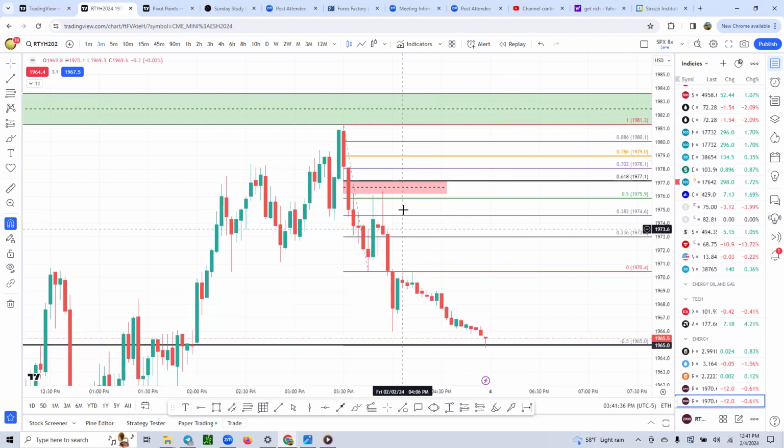Yeah. So this is an example of entering into a PD array that's in a premium to take it down to discount.